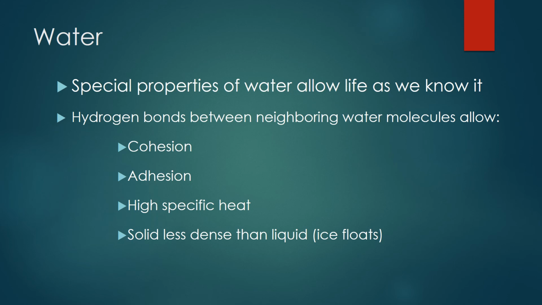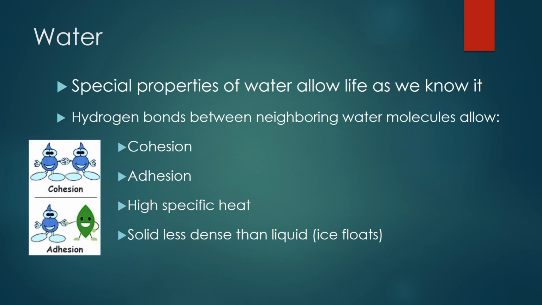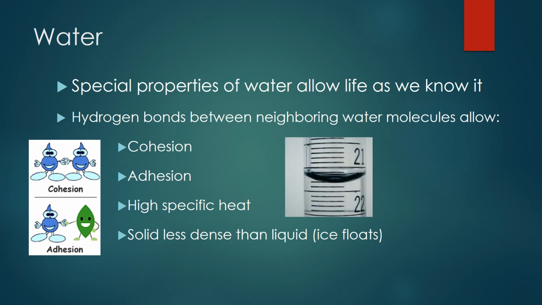Hydrogen bonds between neighboring molecules allow cohesion, which is when water attaches to itself, and also adhesion, which is when water, through these hydrogen bonds, attaches to a neighboring substance that is not water. You may have witnessed this while measuring water, and here this is a graduated cylinder. You can see the meniscus of the water, which is the low point, is lower than the sides. Adhesion allows water to climb its way up the sides of the glass.